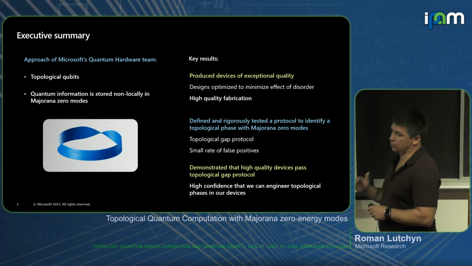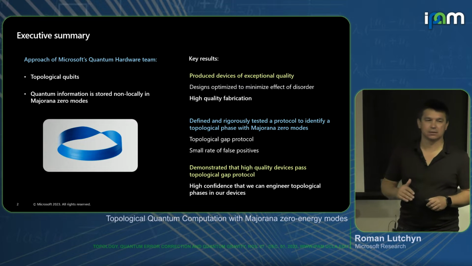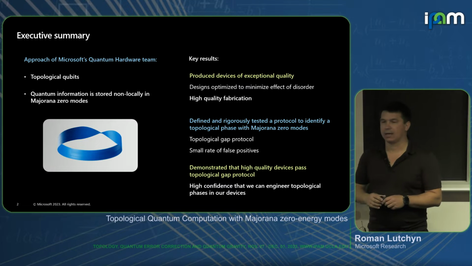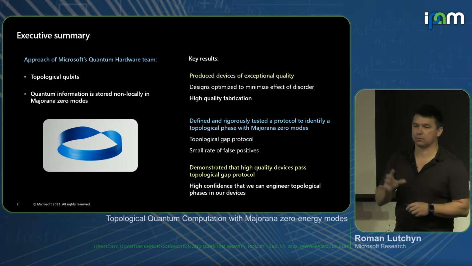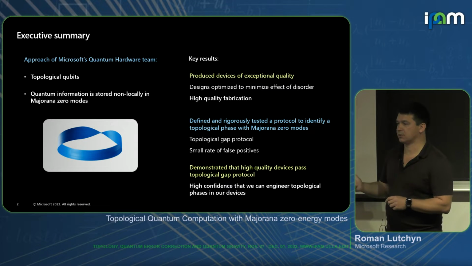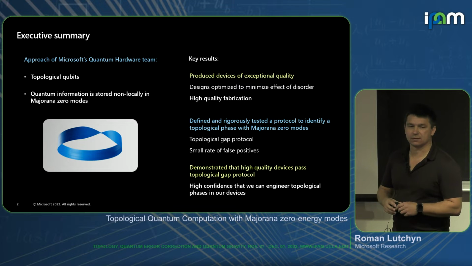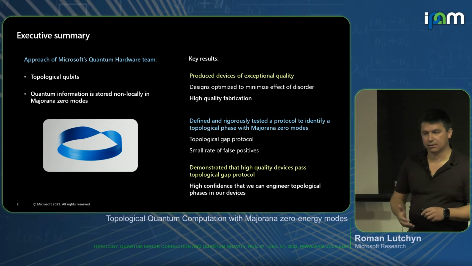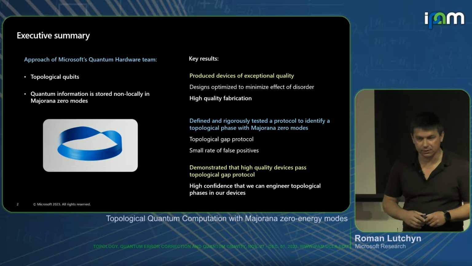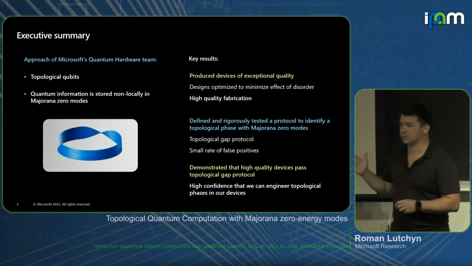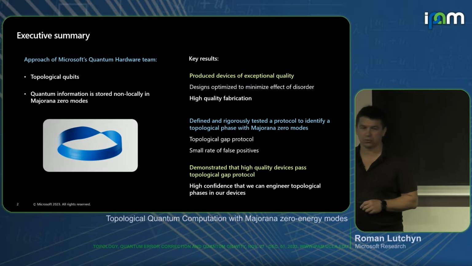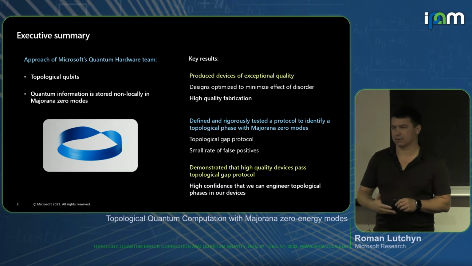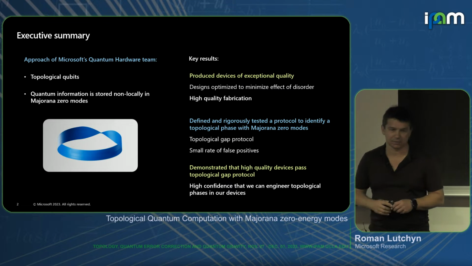We've defined a protocol, tested by simulations, for how to use transport data and map that transport data to a topological invariant. Topological invariants characterize the topological phase, but we can't measure them directly. Not always is this topological invariant accessible, and in this case it's not. So we've built a transport-based protocol which maps and correlates with the topological invariant, and we've tested this protocol using extensive simulations.